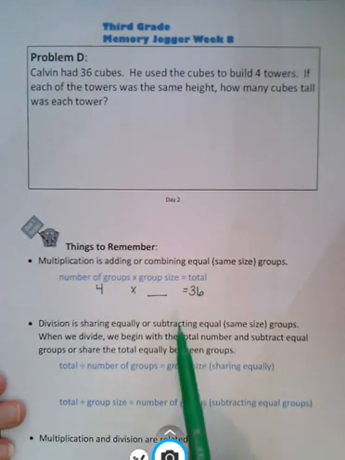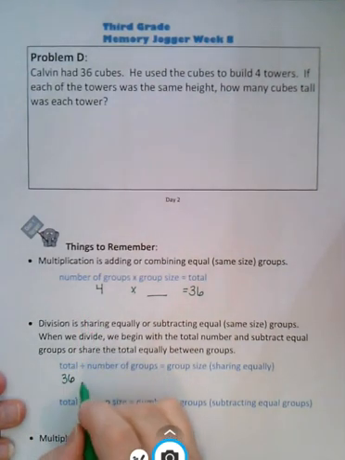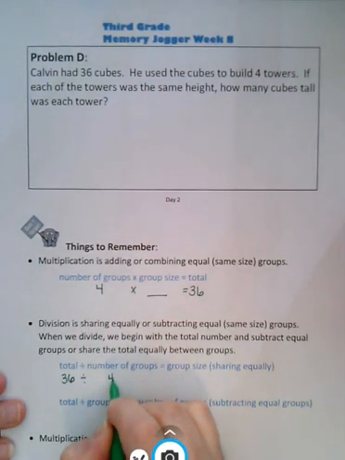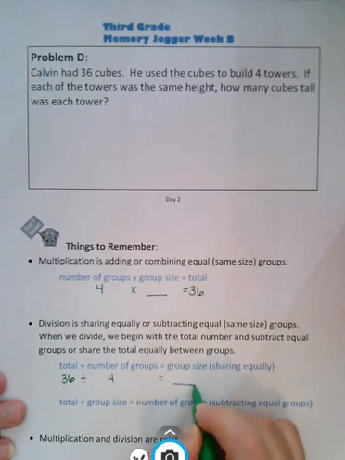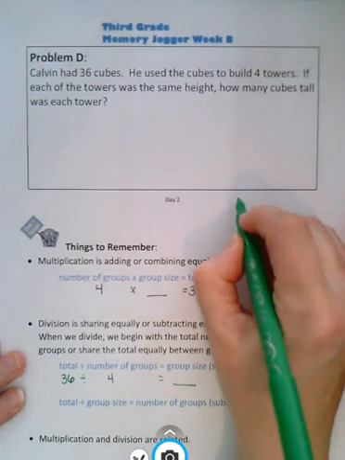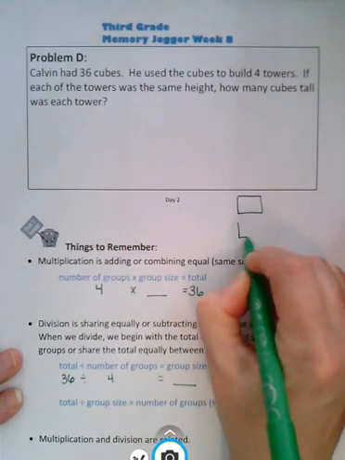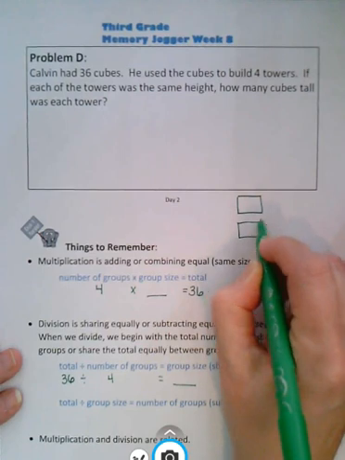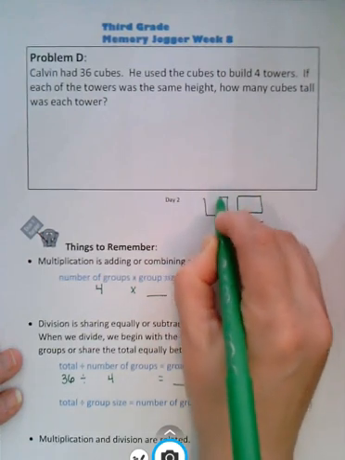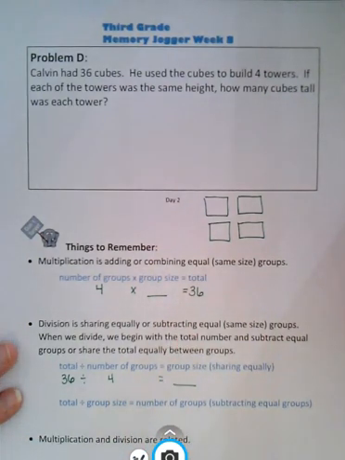We can also think of this as a division problem, where we're starting with the total and we know the number of groups. And we're trying to figure out the group size. So we could solve this one of 2 ways. We could start with 4 groups to represent each tower. That's the first tower, second tower, third tower, fourth tower. And there's a total of 36 blocks.